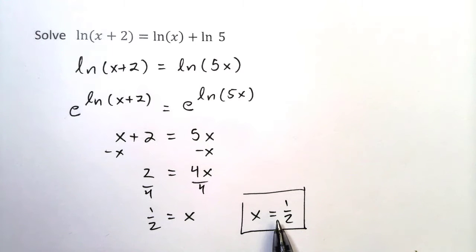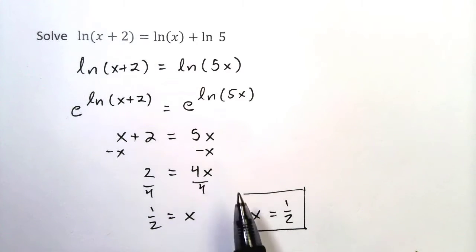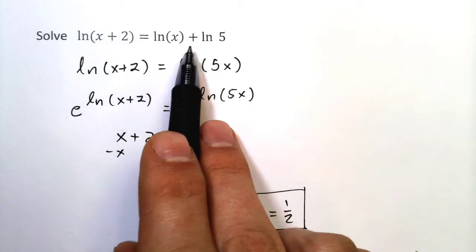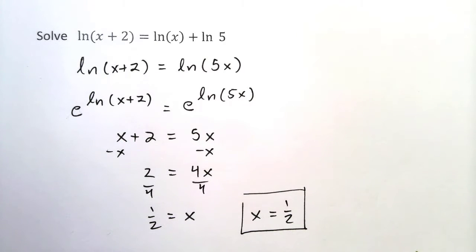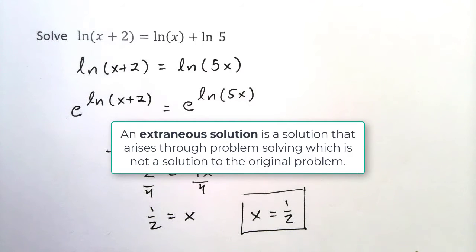Now, one important thing you're going to want to do in these problems involving logarithms is check your answers. Sometimes you may get something down here which is not a solution to the original problem. We call that an extraneous solution. So such a solution you would want to rule out.